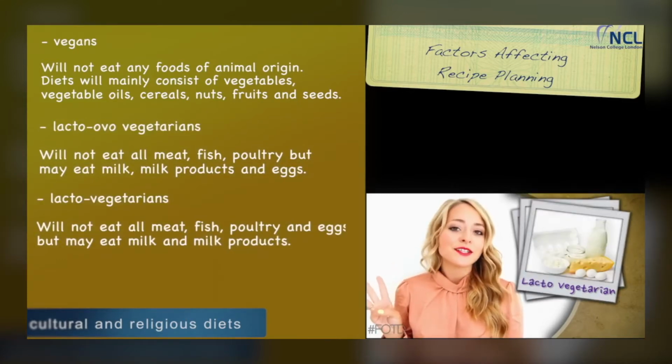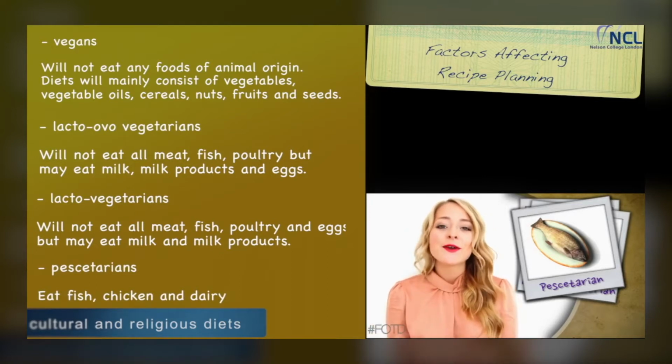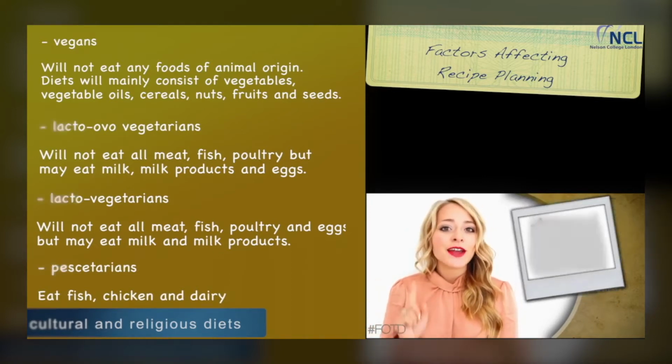The third type is a lacto-vegetarian who eats dairy products, and the fourth type is a pesco-vegetarian, otherwise known as a pescatarian, who eats fish and sometimes chicken and dairy products as well. So now you know all your vegetarians apart.